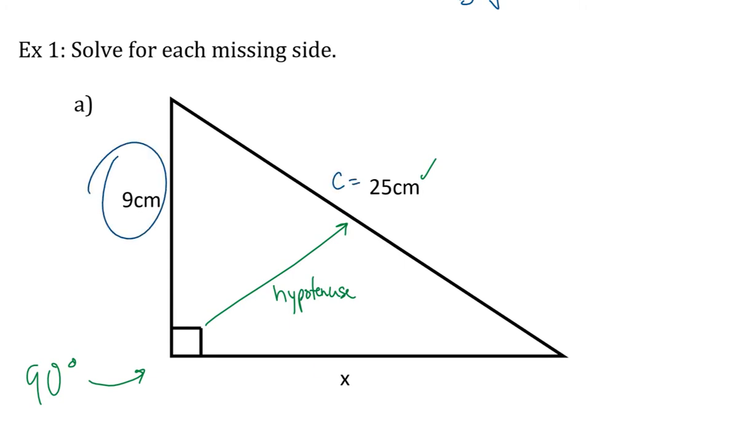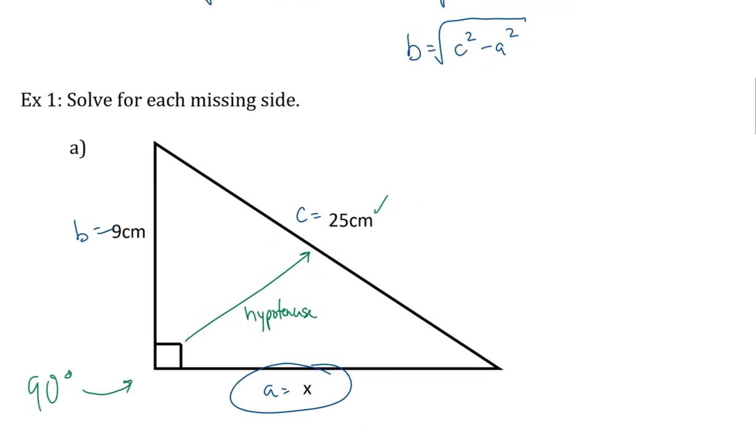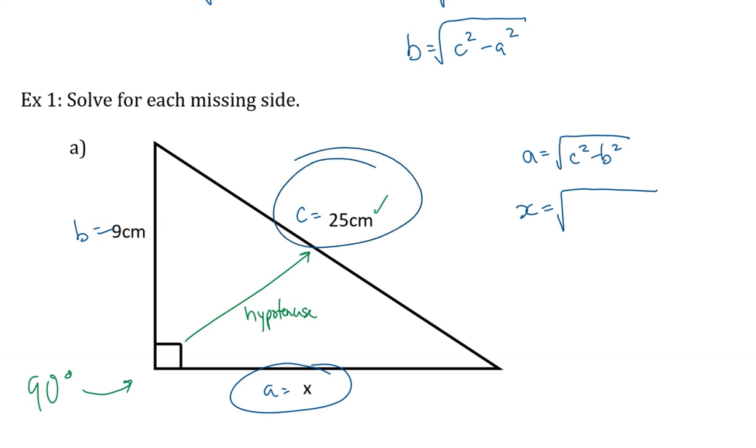Which one's A and which one's B doesn't matter. So I could say that this is my A and this is my B. I'm looking for A, so I'm going to use this formula. So A is the square root of C squared minus B squared. You don't have to write that down every time. What we're going to do is realize that it's x equals the square root of, and because I know the longest one, I have to subtract. So I do 25 squared minus 9 squared.